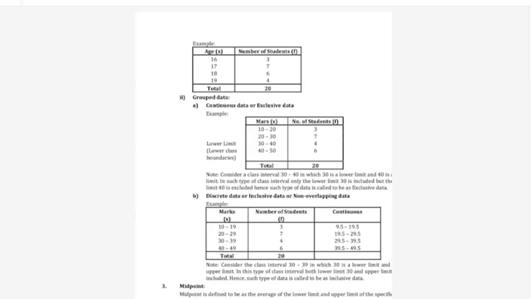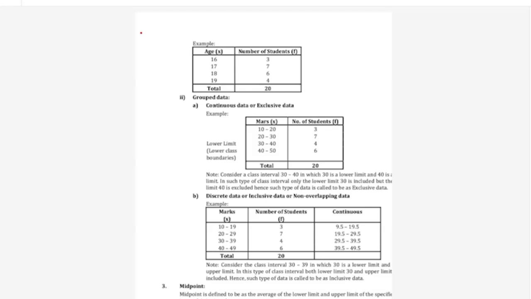And now you are basically asking the question, everyone pay attention to me: Sir, why do we call such type of data continuous data?